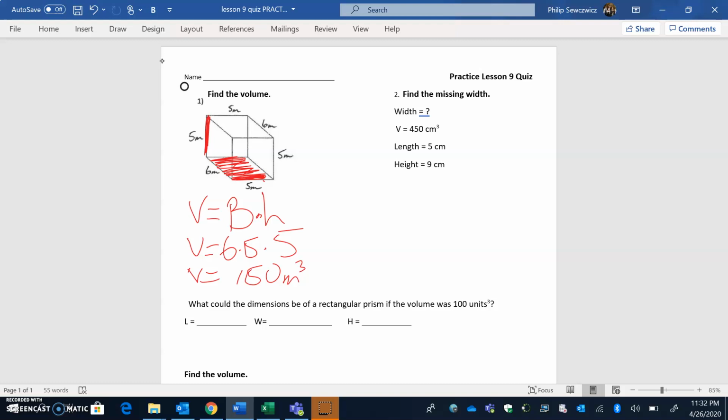All right, so we need to find the missing width that's there. So again, I know volume is going to be the area of base times the height. So I know the volume is 450. And I know it's going to be 5 times the width times the height. So I can clean up this right-hand side, 5 times 9 times W, or I can say 5 times W times 9, it's all going to be the same thing. It's 45W. Remember, when we multiply a number and a letter, we just write it right up against it.